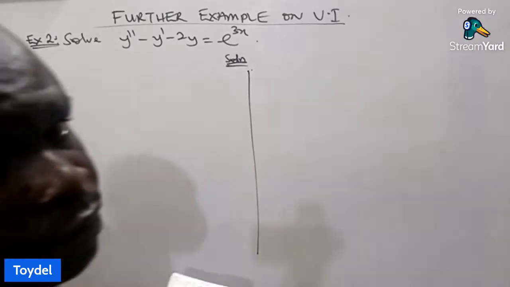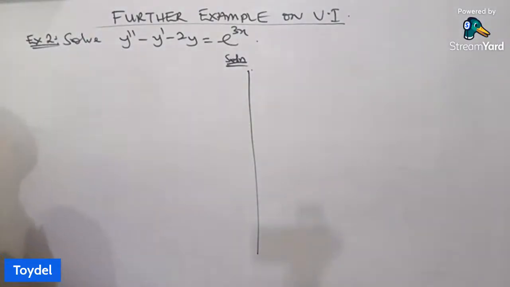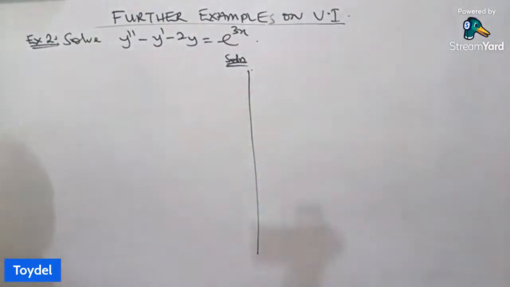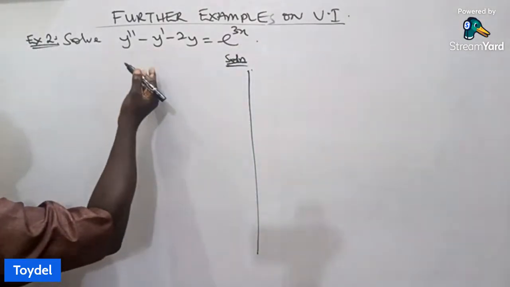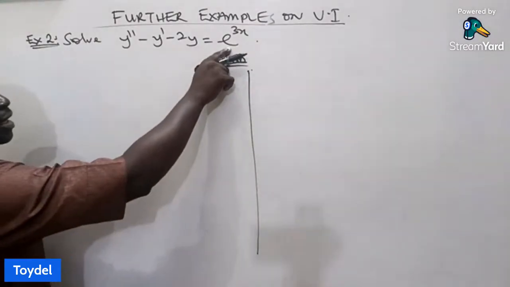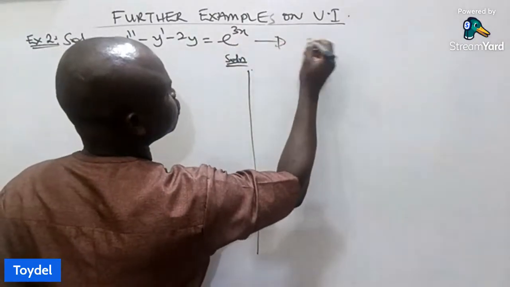Good day, viewers. Today we want to continue with further examples on variation of parameters. Example 2 on the board is an example of a linear non-homogeneous equation. Why is it non-homogeneous? Because the right hand side is not equal to 0. So this will require two solutions.